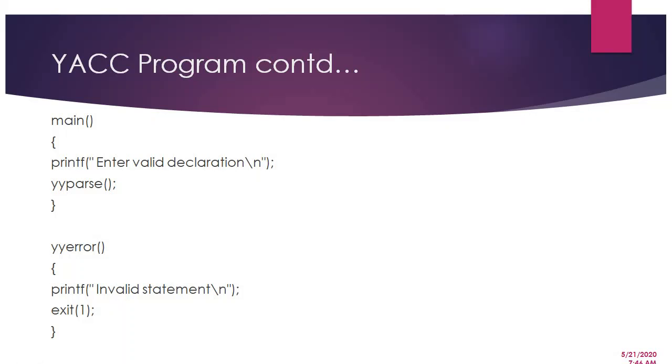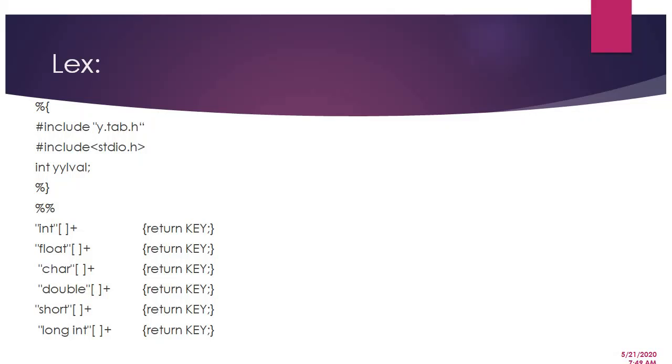Now we will see the Lex supportive file where the token declarations are done. You have used 5 tokens there: key, colon, ID, num, all those things. We'll see here which token declarations are used. In the definition section, you have y.tab.h, stdio.h and int yylval. Your rule section contains the key. Key can start with any of your basic data types: int, float, char, double, short or long int, followed by a space, is considered as a key.